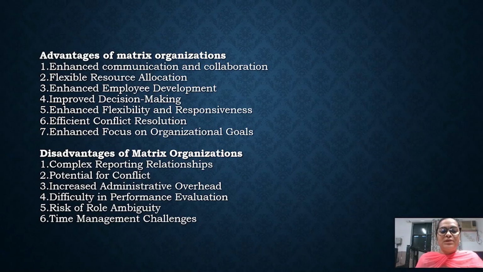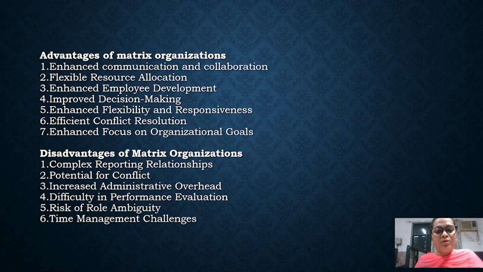Now, the last advantage is enhanced focus on organizational goals, which means that by involving both functional and project managers in decision making, matrix organizations can always ensure that the projects are aligned with the organizational strategic objectives, right? The alignment will always help in achieving the long-term goals, and it will always help in maintaining a clear focus on the organizational priorities.